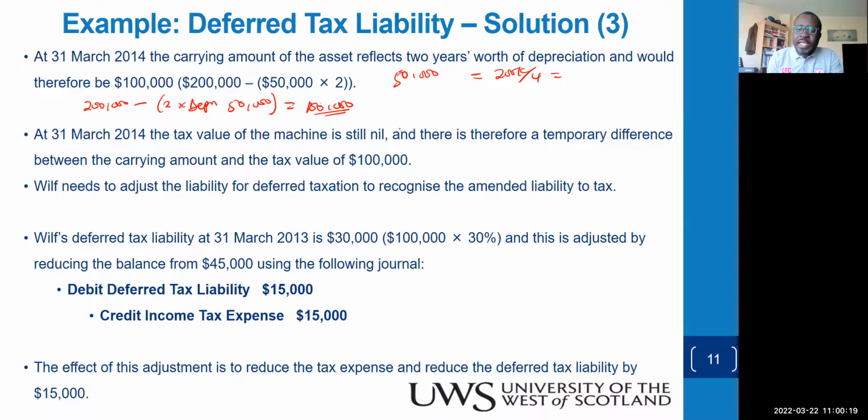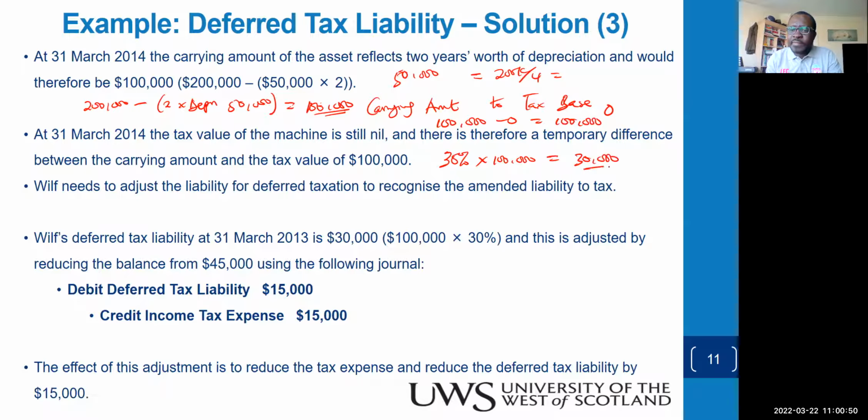Once again, compare your carrying amount to the tax base. What is the tax base? It's zero still. So it is our 100,000 minus zero, which gives us a temporary difference again of 100,000. We must then recognize our taxation on it, 30% of the 100,000, which gives us what? 30,000. This should become the new deferred tax liability.